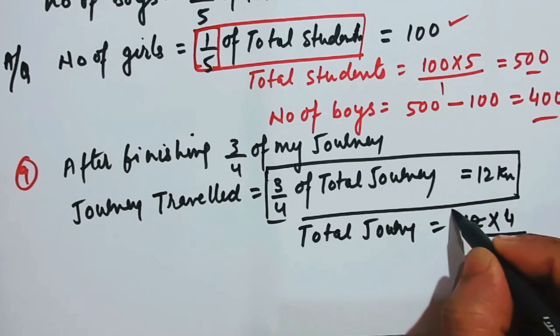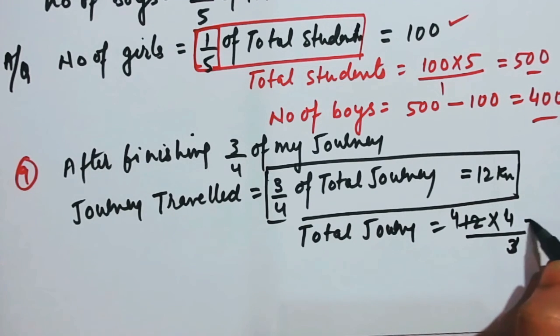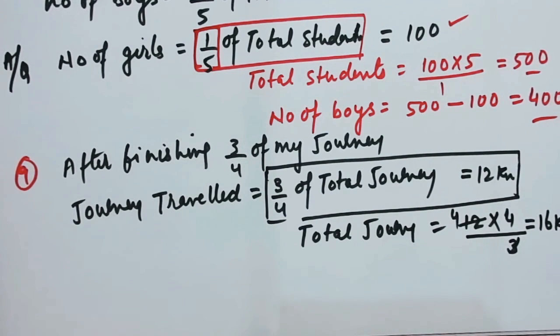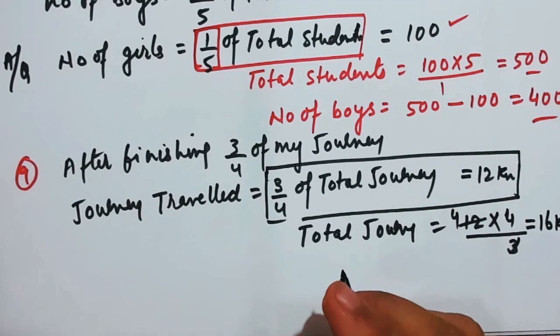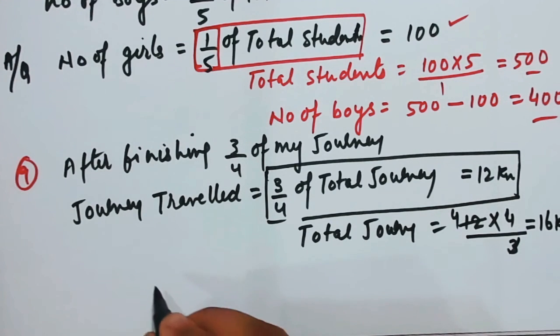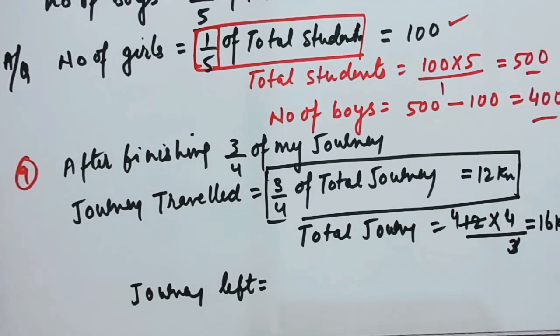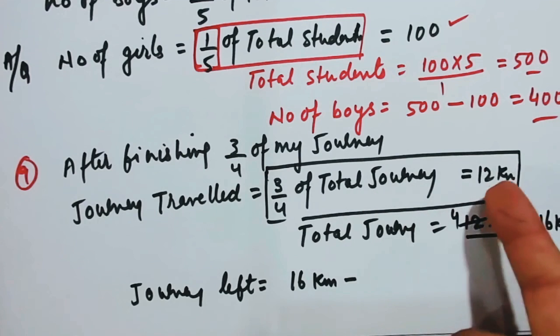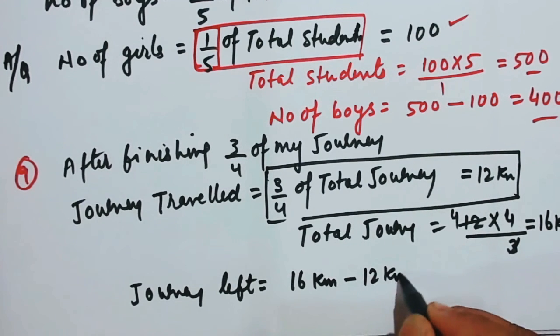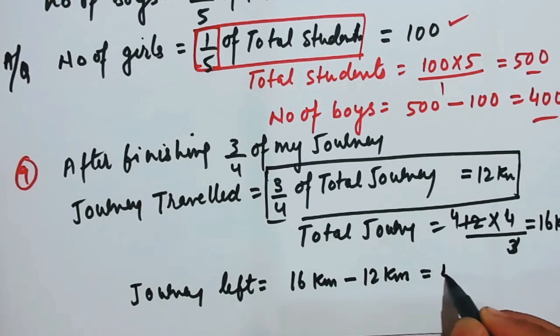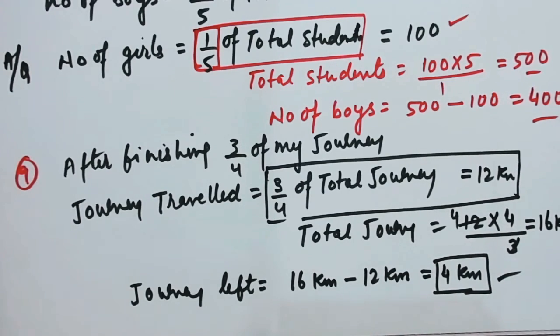So 3 4s are 12. So total journey is equal to how much? 4 4s are 16 kilometer. Are they asking the total journey? No. They are asking the journey still left. So journey left is equal to, total journey was 16 kilometer and the journey traveled is equal to how much? 12 kilometer. So journey left will be equal to 4 kilometer, and this is your solution. Clear? 9, and we have 2 more of them.